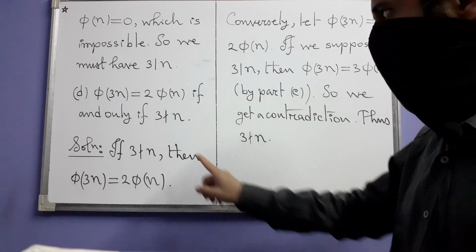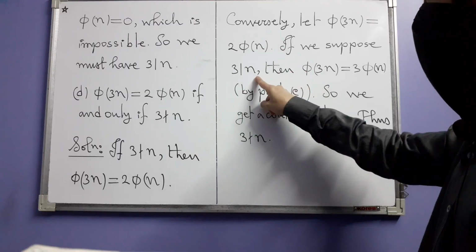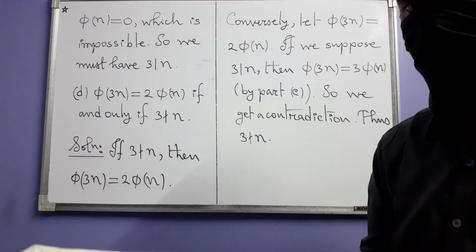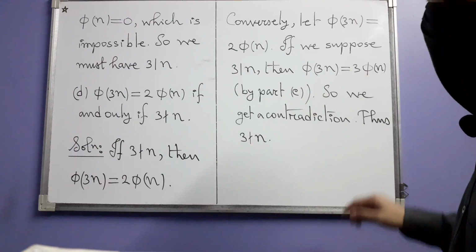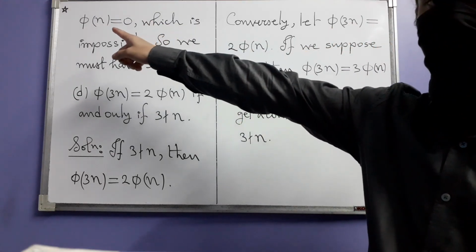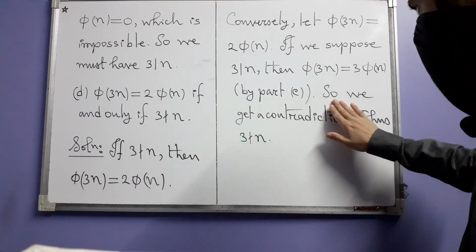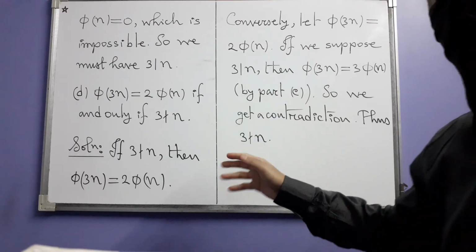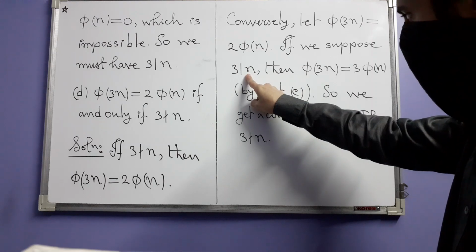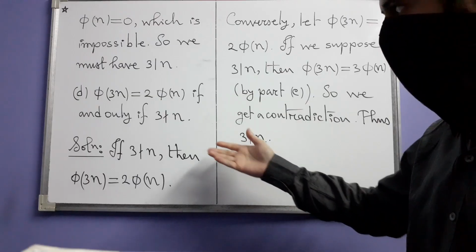And we want to now show that 3 does not divide n, but suppose it does. Suppose 3 divides n. Then by part C, phi of 3n is equal to 3 times phi of n, because that's what part C says. So this becomes equal to this. And then you again get the impossibility that phi of n is equal to 0, so we get a contradiction. You know what to write here. That's the same thing. So that's why this cannot happen. That means its negation should happen. That is, 3 should not divide n. So that's the proof.